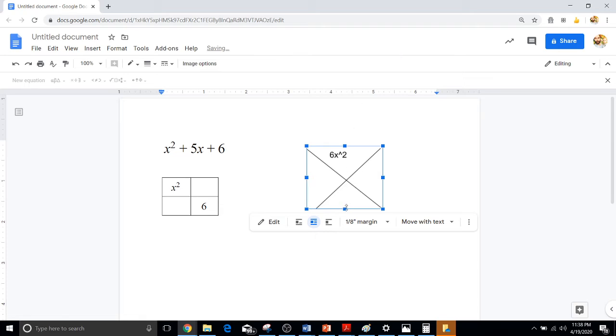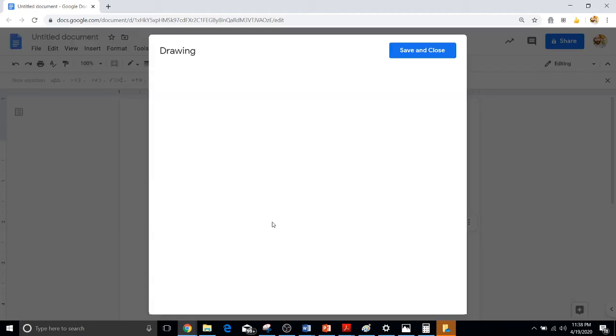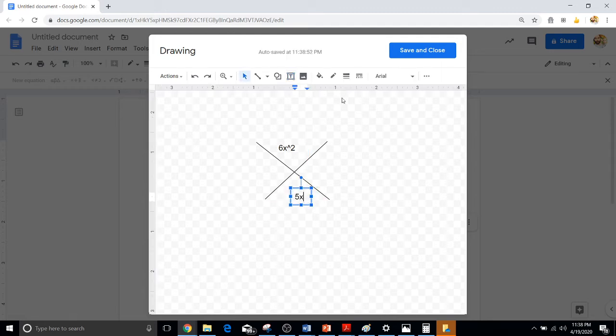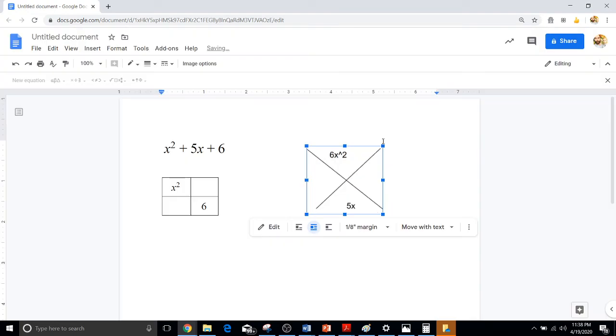We also know that down below is going to be our b term. Well, our b term is 5x. So let's go ahead and put that in as well. 5x. Wonderful. So now all we have to do is figure out, what do we know adds to 5x and multiplies to 6x squared? Well, let's think of all the different ways we can get to 6x squared.